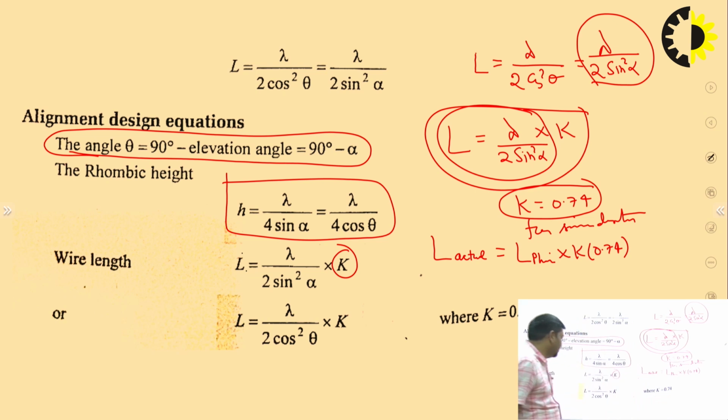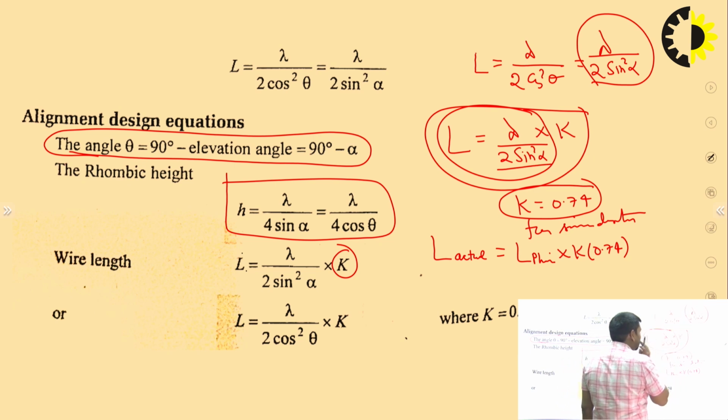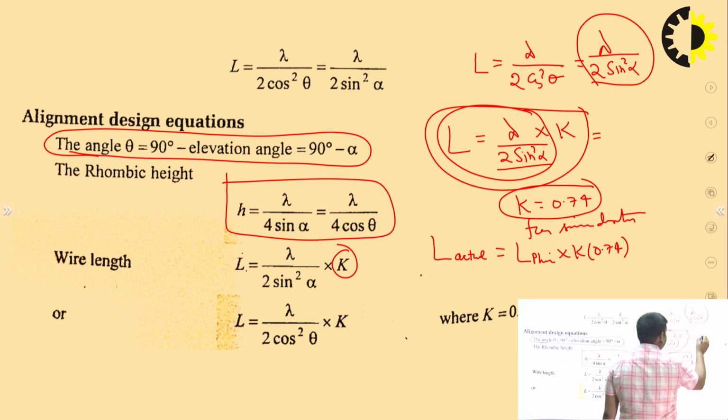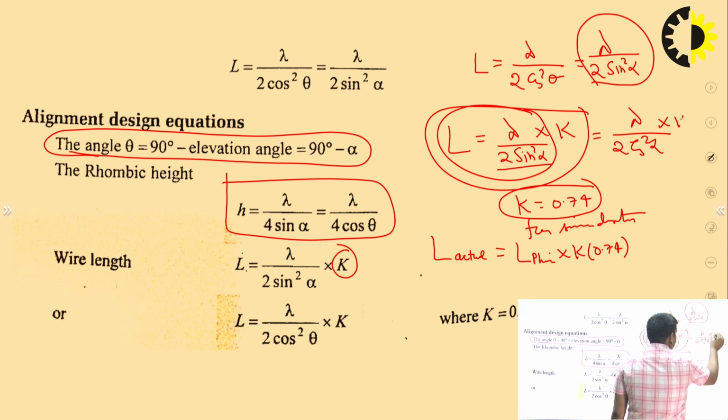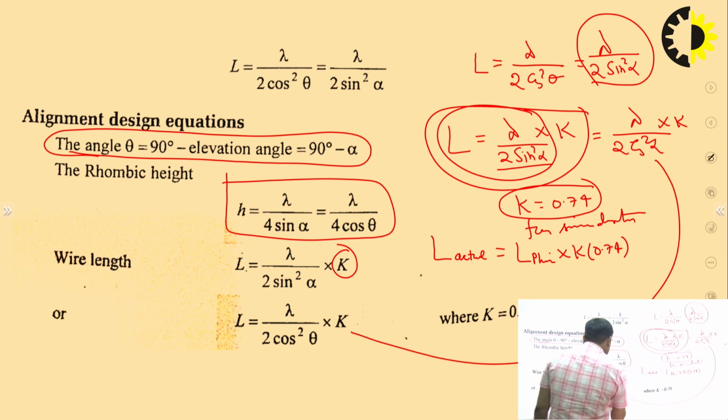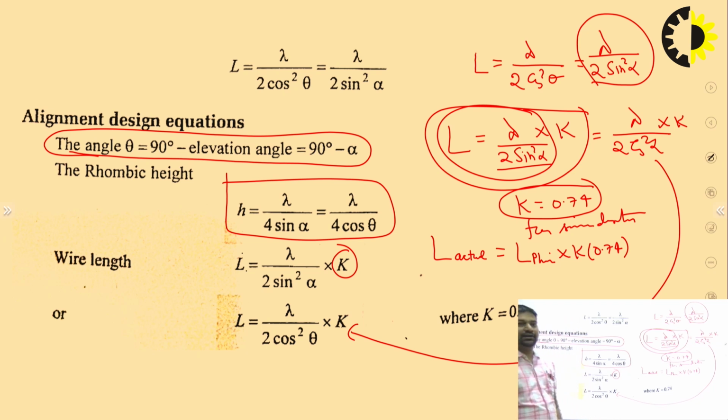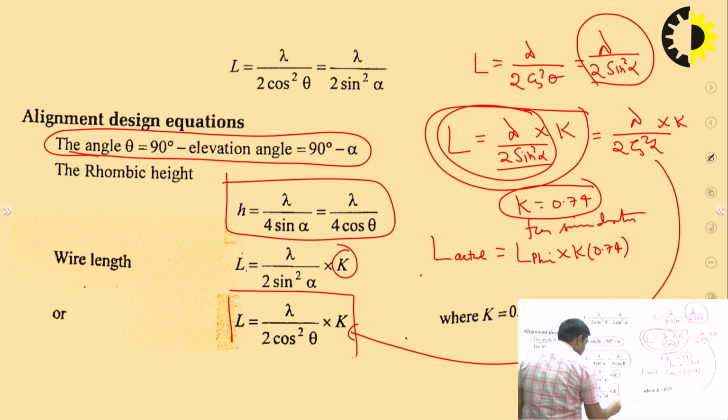So we can easily calculate the length of the rhombic antenna as lambda upon 2 cos square theta. If we calculate the length in terms of the tilt angle, lambda upon 2 sine square of 90 minus alpha, which is cos square alpha, into K. So this equation is here. If you want the length of the rhombic antenna in terms of the tilt angle theta, we calculate it by lambda upon 2 cos square theta into K.